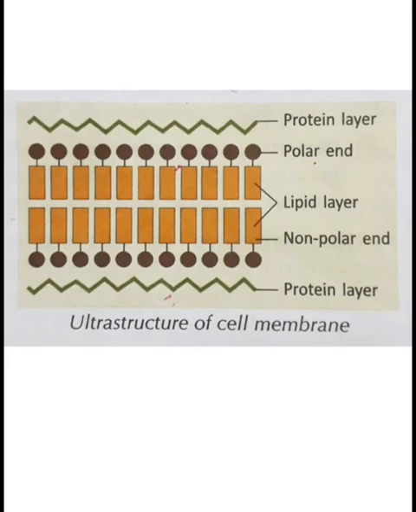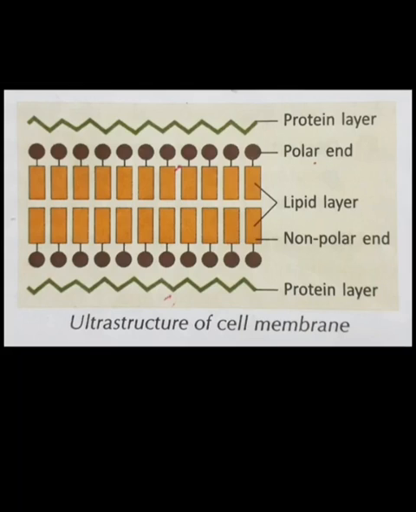Here you can see the structure of the cell membrane, which is known as the unit membrane model by Robertson. This structure consists of three layers: one outer protein layer, next a lipid bilayer which consists of two lipid layers, and the third one again a protein layer. The top protein layer is on the outer part of the cell, and the bottom one is towards the inner part of the cell.